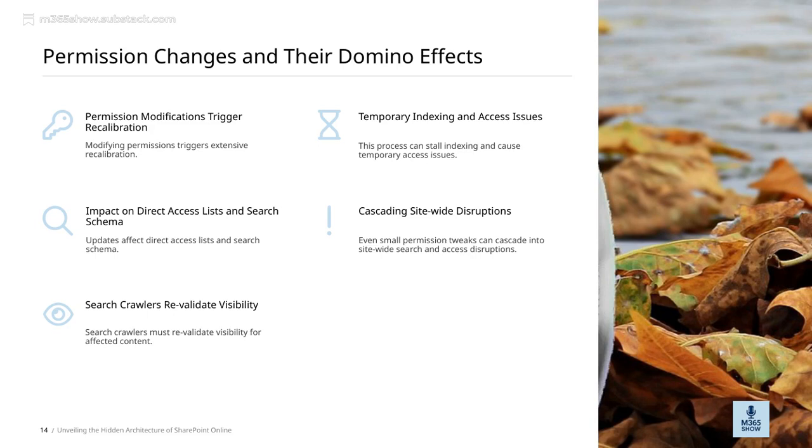When permissions are updated, they also impact direct access lists and the underlying search schema. These are the structures that manage how content is retrieved and displayed in search results. Finally, any change to permissions triggers a recalibration across the system. It's like a ripple effect. Altering permissions causes adjustments in various components that maintain the integrity and security of your SharePoint environment. So, even small permission tweaks can have far-reaching consequences, underscoring the importance of managing permissions carefully and understanding their broader impact.